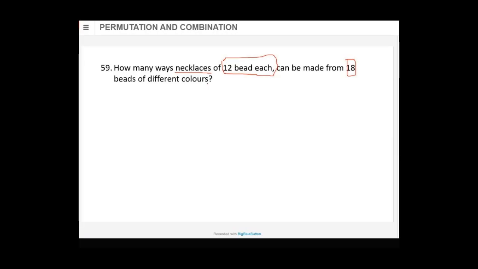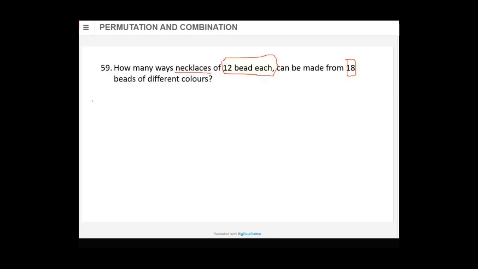Kusum, just repeat that. Out of 18, 12 beads. So what answer will you get? 18P12. Is that clear? Okay, 18P12. Correct, 18P12. Now, when you say 18P12, is it row or is it circular?